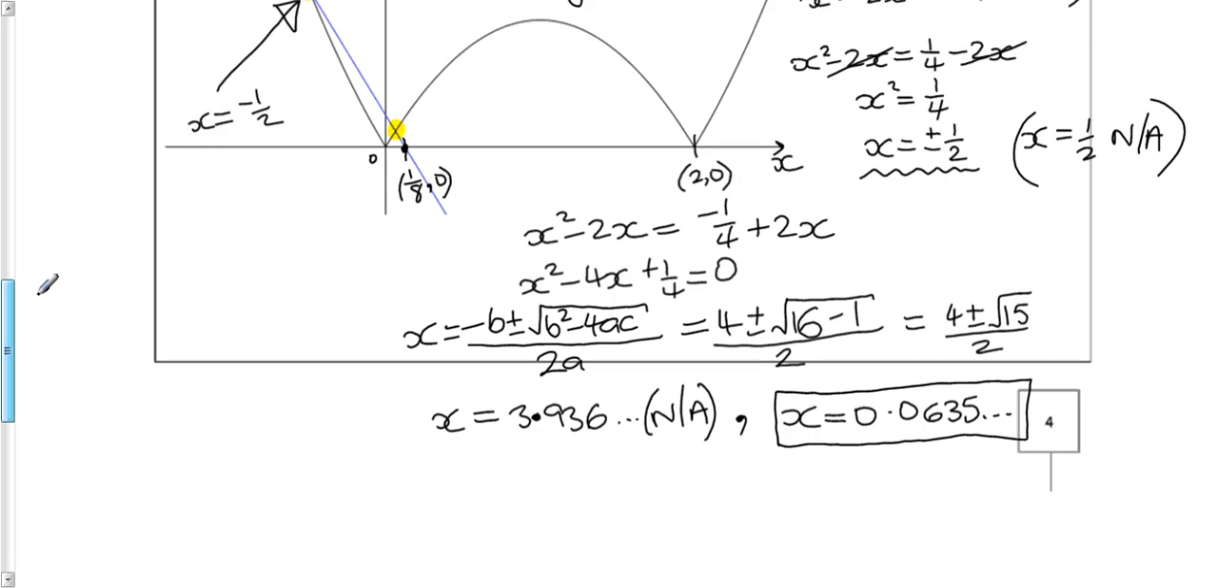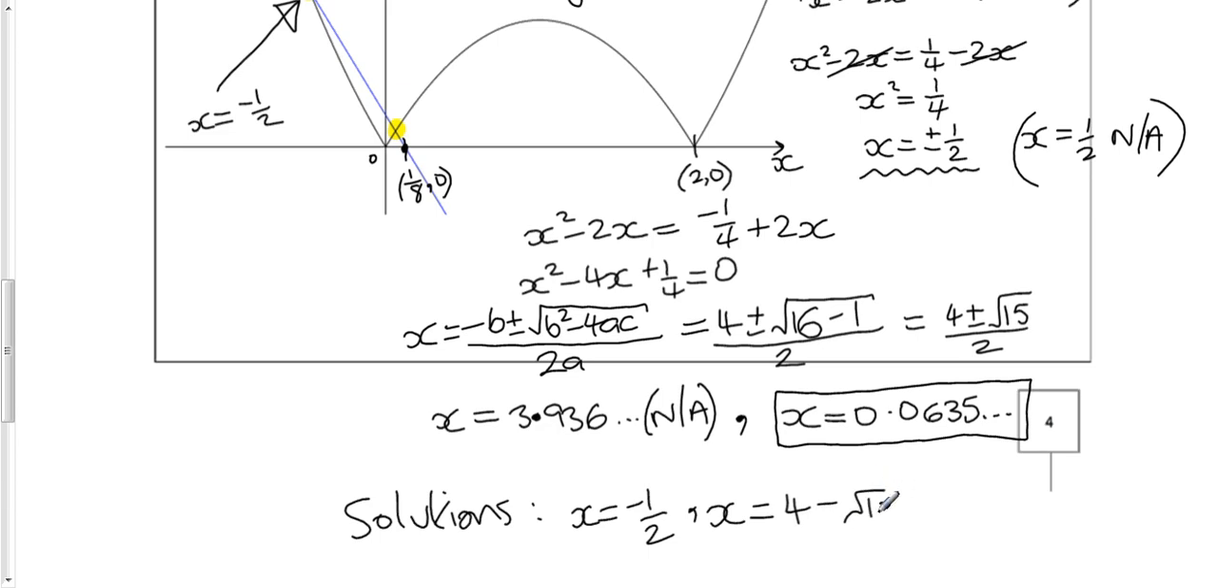So let's just conclude here. The solutions are x is minus a half, and I'm going to give the other one exact, in fact. Could give it to 3 significant figures, but it's better to give it exact. So 4 minus root 15 all over 2. And those are the 2 solutions to the equation in part B.